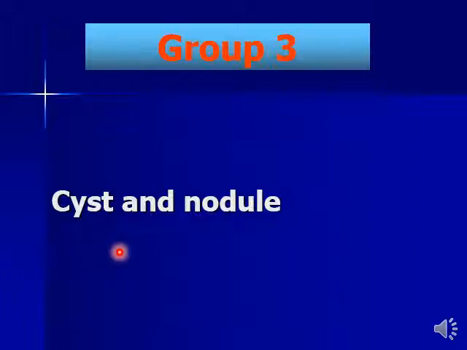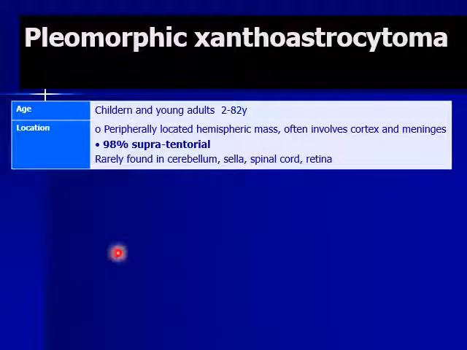We will resume again the description of brain tumors on a neuroradiological basis. The third group is what is called cyst and nodule. The first tumor in this group is called Pleomorphic Xanthoastrocytoma, or simply PXA. Usually we see it in children and young adults. The range is between 2 and 82 years old, but common things are common: children and young adults.